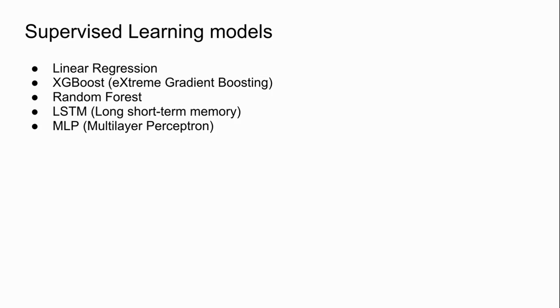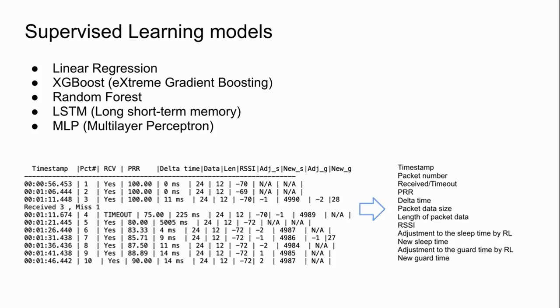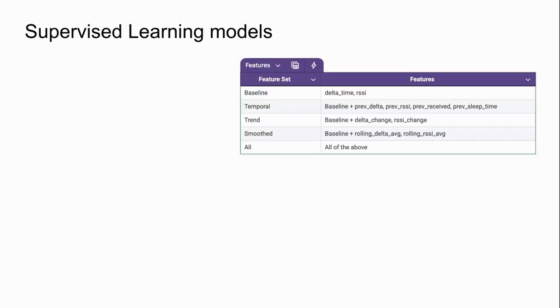To train these models, we started by parsing logs collected from our reinforcement learning experiments. Each log entry had things like delta time, RSSI, sleep time, and so on. After cleaning the data and removing unnecessary lines, we generated features like RSSI values, changes between steps, and rolling averages, all of which helped the models understand patterns over time. To see what kind of input was most helpful, we split the features into 5 sets, starting from just the basics like delta and RSSI, and adding more temporal history, trends, and smooth values. We also had an all set, which combined everything. We ran each model on the 5 sets and found that the all feature set gave the best results pretty consistently, especially for linear regression and gradient boosting.